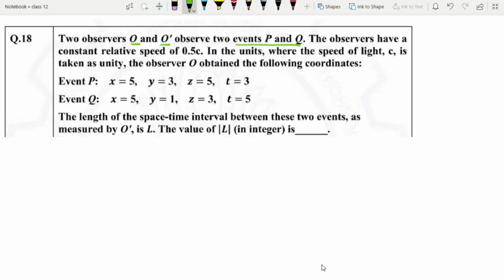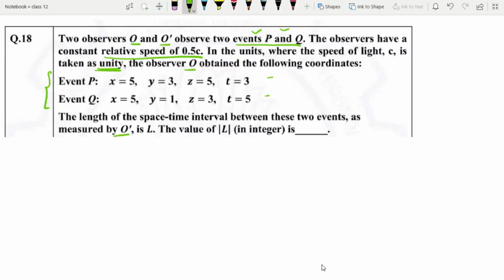Okay, both the observers are moving with the relative speed of 0.5 c, and c is taken as unity in this case. And the observer O measures the coordinates of the events P and Q, and those are found to be these two values. The question asks what is the length of space-time interval between these two events for the observer O prime.